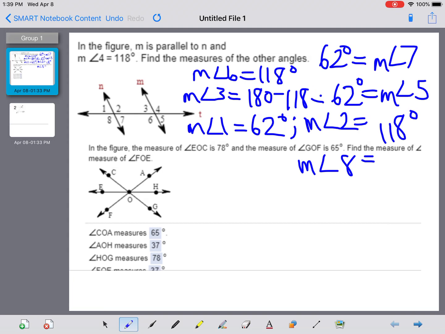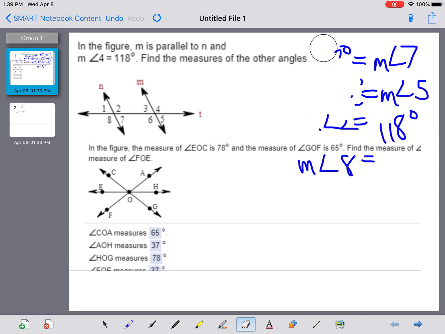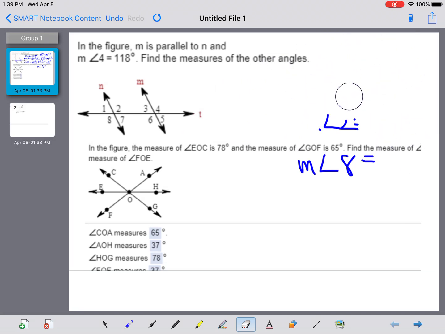Alternate interior angles, how you know you got those is they form a Z, like angle 3 and angle 7 do. Let's look at the next example. We're also given a particular angle measurement, or two of them in this case, and find the measure of the other angles.